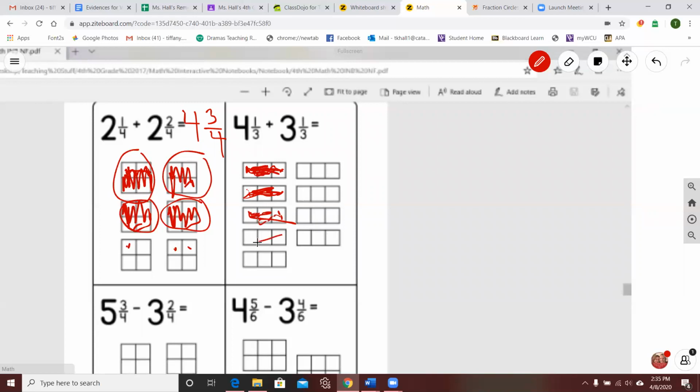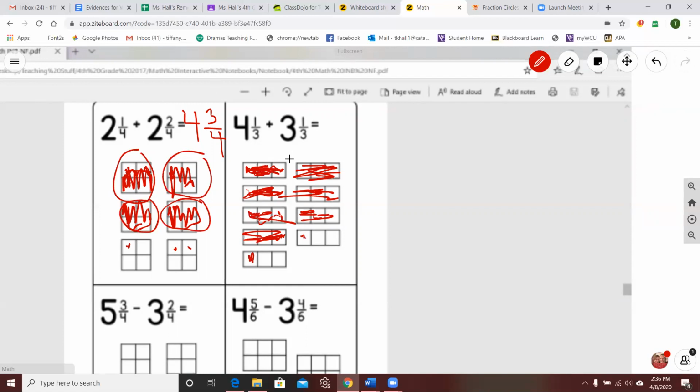So 1, 2, 3, 4, and then shade in 1/3. And then you've got 3 holes, so 1, 2, 3, and then shade in 1 little part.